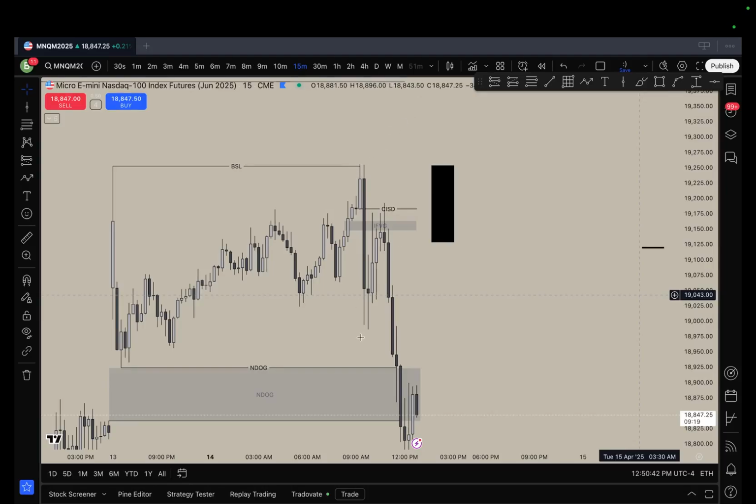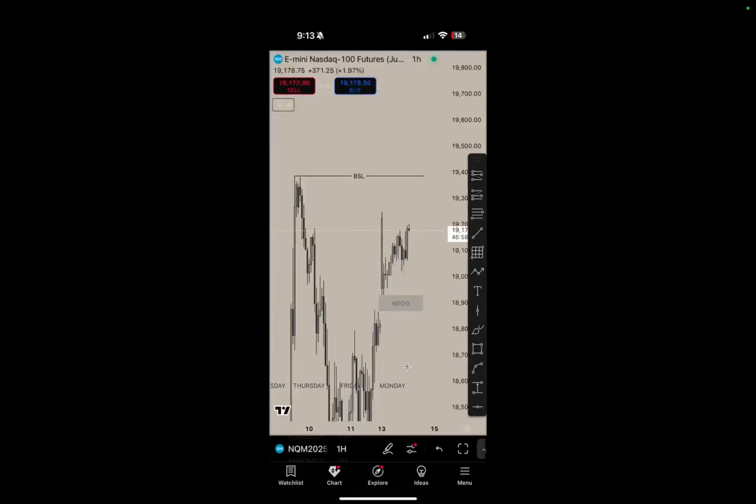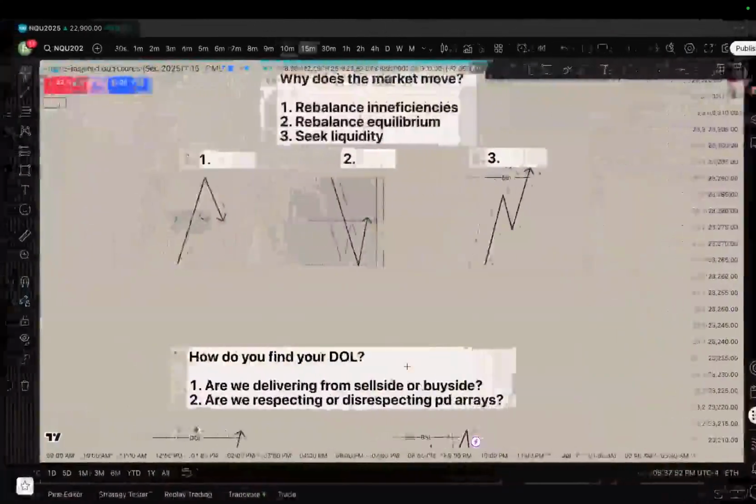But since this got disrespected very clearly, all these PD arrays got disrespected. Everything here, market structure shift, whatever you want to call it, just got ran through, right? This was a displacement candle through all of this. And then we got respecting of this bearish gap. And then we got a beautiful short to this NDOG. Nice. Very nice. Let's go into now the next example.